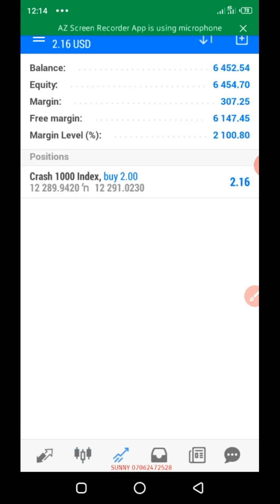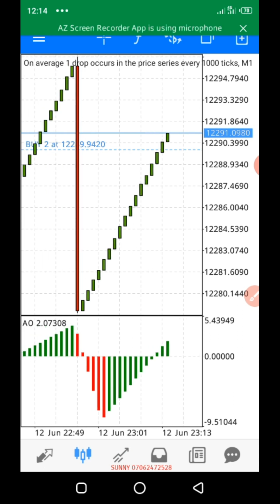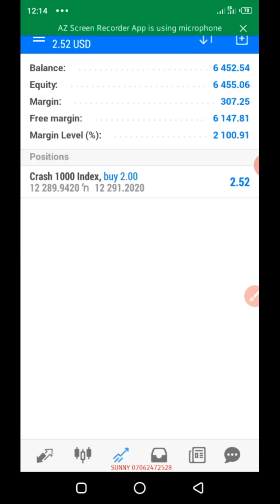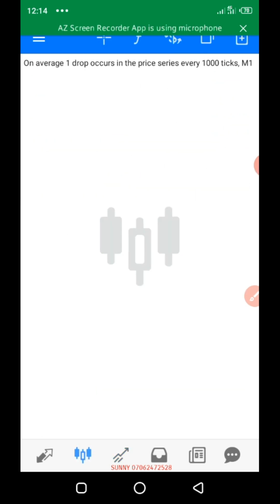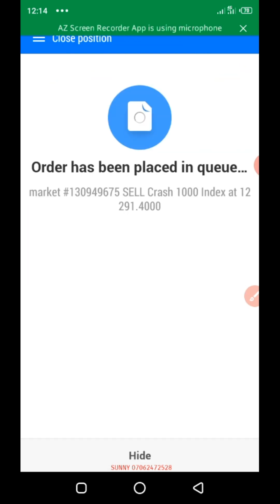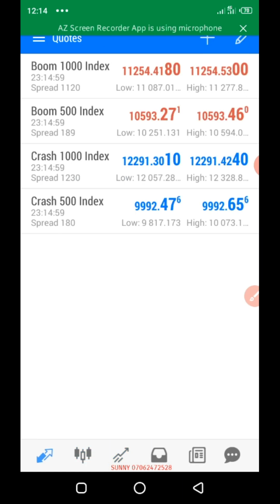Okay, let's see. We're on $2 now. Okay, 2 candles, $2. So if you're using one standard lot, you might just make like $1 plus, you know. So I'm just going to cut this market. Done.